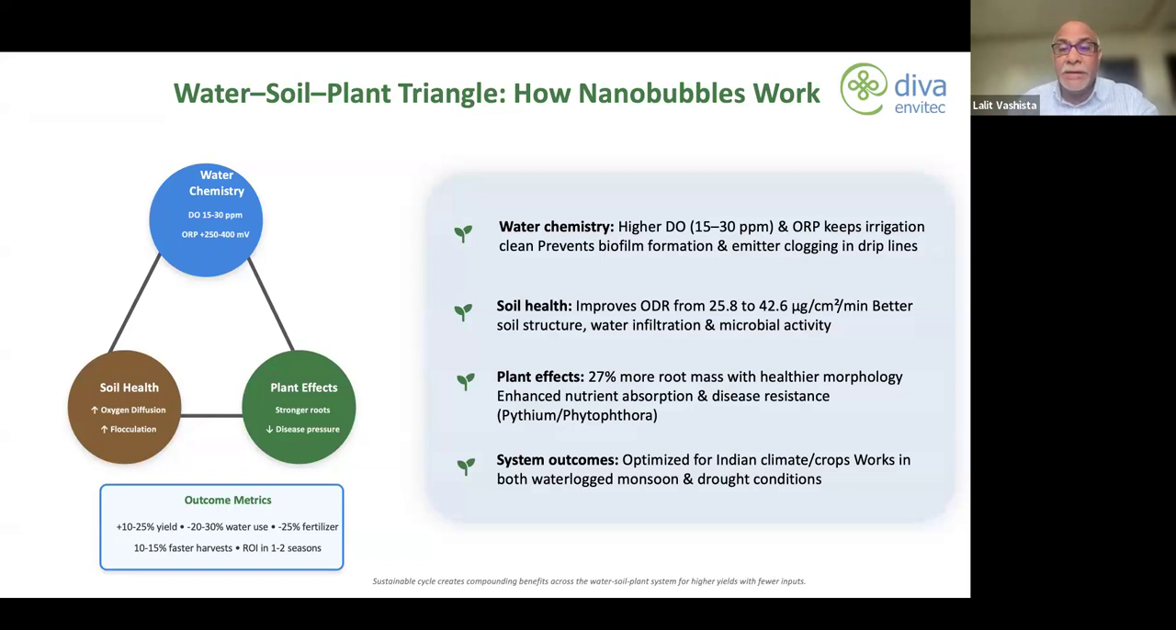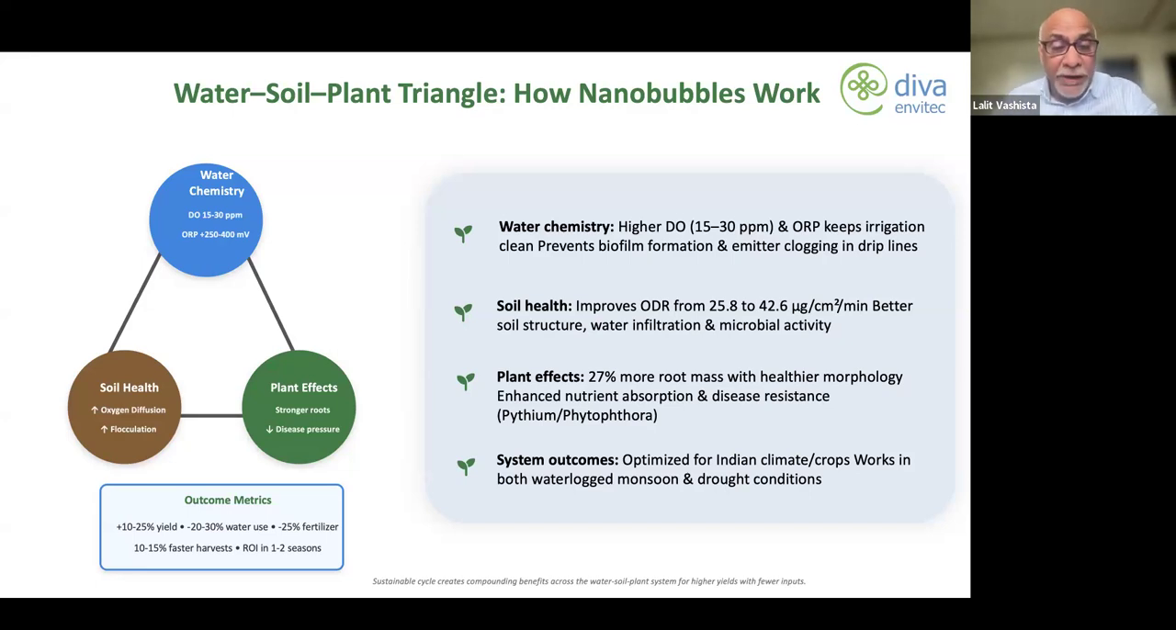The soil health, from 25.8 to 42.6 microgram per centimeter square per minute, better soil structure, water infiltration and microbial activity. Plant effects, 27% more root mass. We'll show you some pictures how the root mass improves. So you have at the final, what we call as the outcome on the matrix, 10 to 25% yield increase depending on the crop and depending on the area.